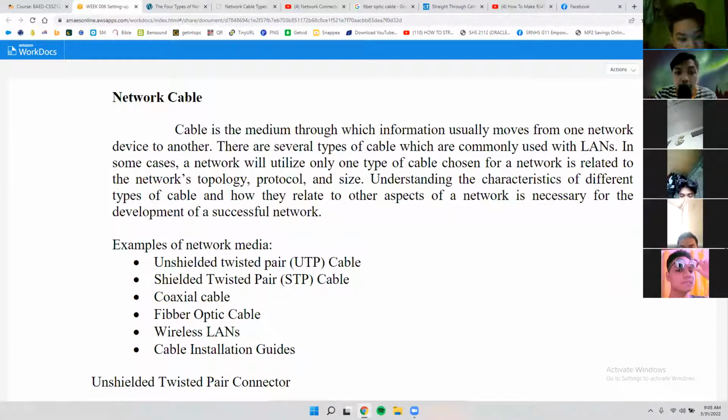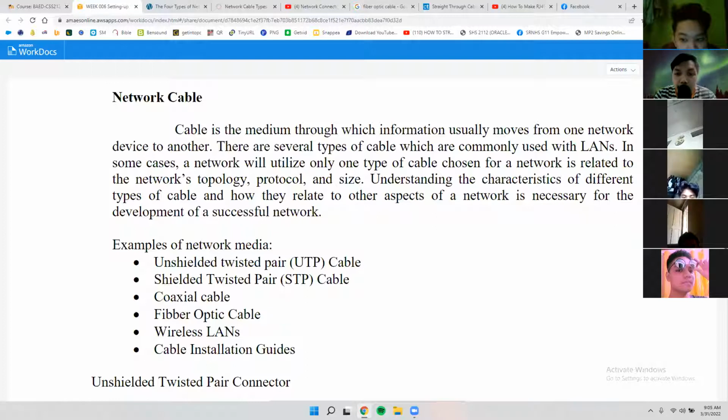So it's a medium through which information usually moves from one network to another. Okay? Kaya napag-aralan natin yung topology kasi to connect one network of computers to the other network. Okay? Para magkaroon sila ng access sa bawat isa. So kailangan ng network cable.